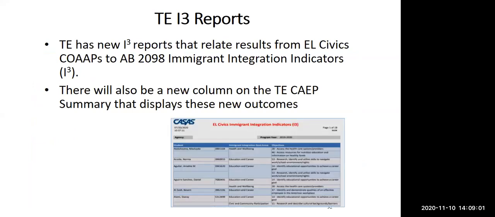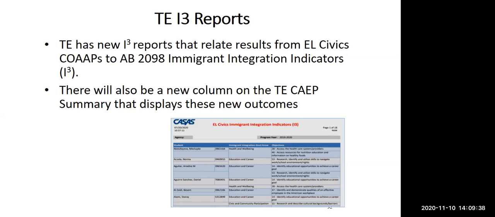I keep forgetting this is animated here, but we also have the I3 reports. This relates to that last slide where now we do have those I3 outcomes. This is a new column on that CAEP summary. So making a long story short, we've been working on this for a couple of years where we're relating immigrant integration indicators. That is, there's AB 2098 legislation that requires us as a state to have some way to measure outcomes in the area of immigrant integration.